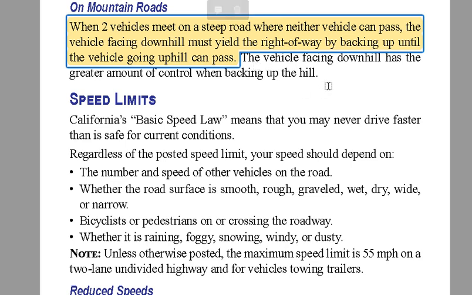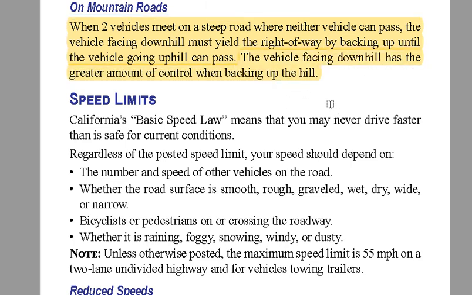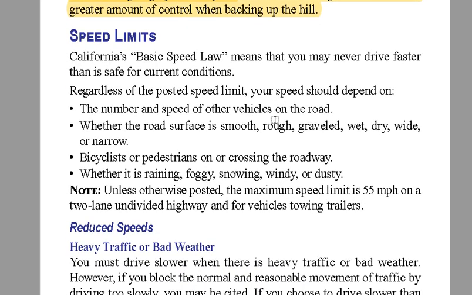The next one, number 2, is the vehicle facing downhill has the greater amount of control when backing up the hill, where the forces are going against the one going uphill. So they have less control, which is why you need to give it up to them and let them pass. On that one, number 2, the vehicle facing downhill. Downhill is the word you may want to write down. Hint, hint.